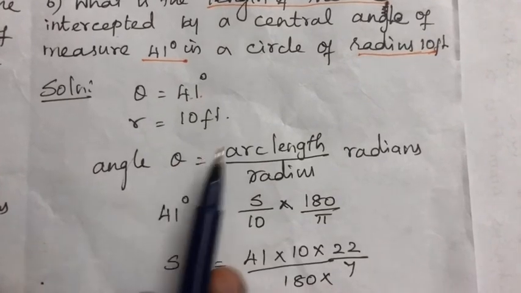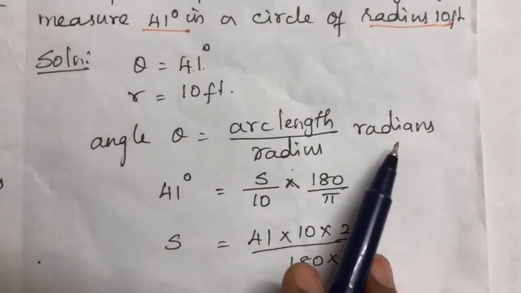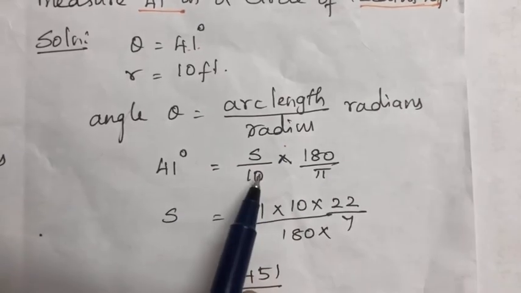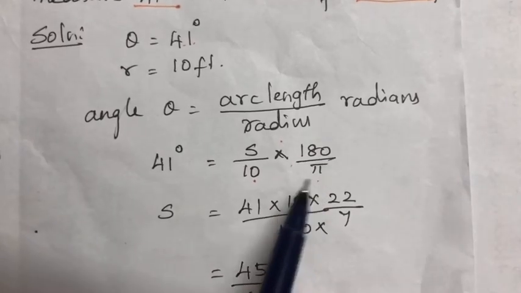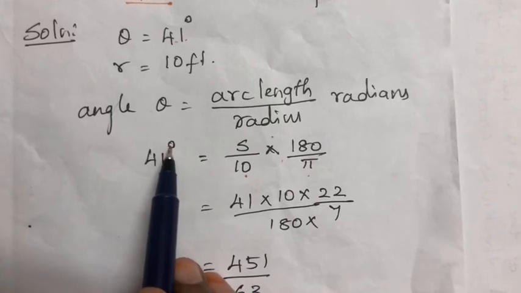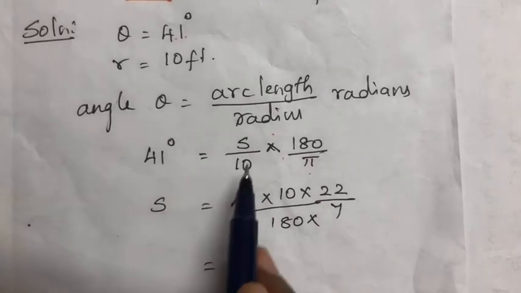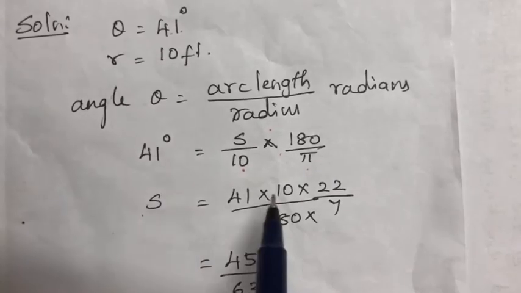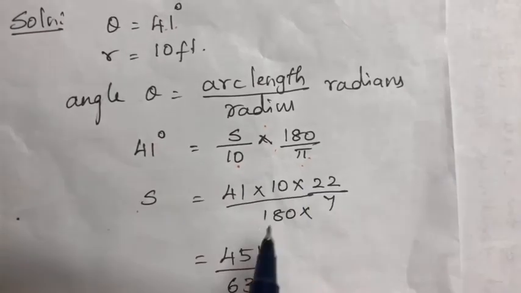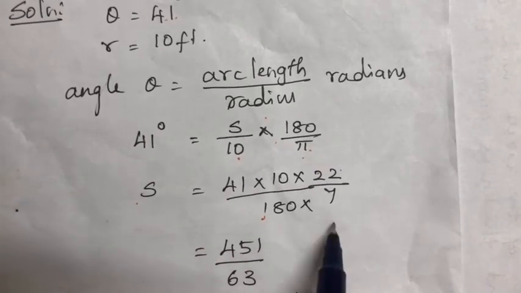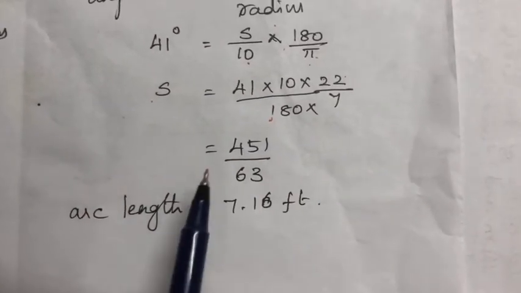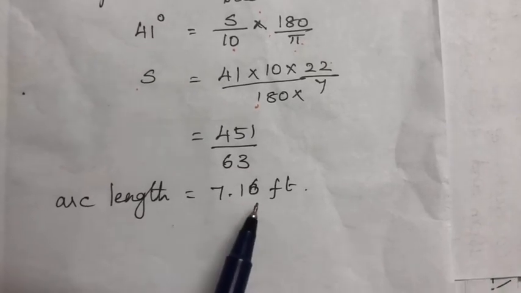Angle theta is equal to arc length divided by radius, in radians. That's our formula. So 41 degree is equal to s divided by 10 into 180 by pi. Why are we multiplying it with 180 by pi? We have to convert the angle from degrees into radians. So s is equal to 41 into 10, pi is also going to the numerator of the opposite side, divided by 180. So pi value is 22 by 7. We can do all the simplifications and you get the arc length is 7.16 feet.